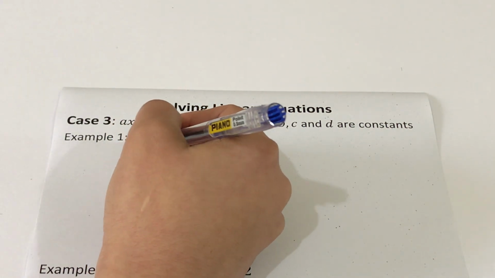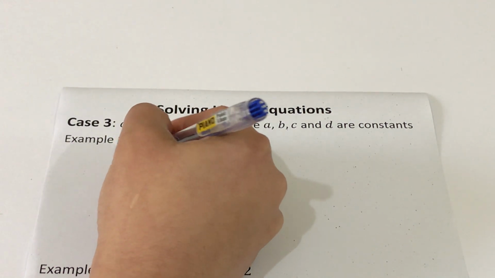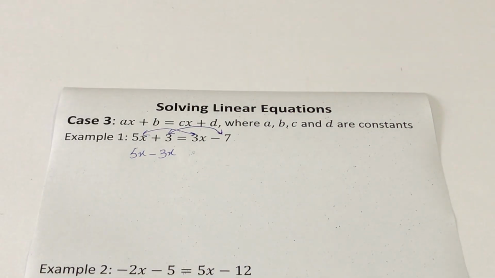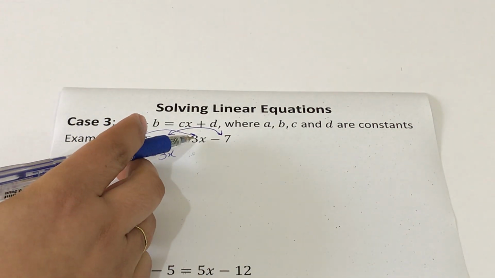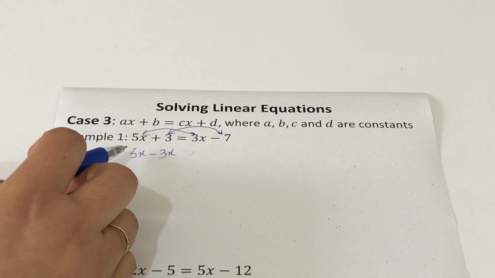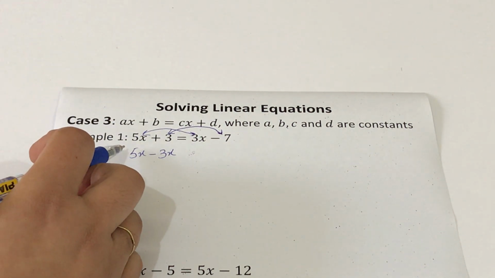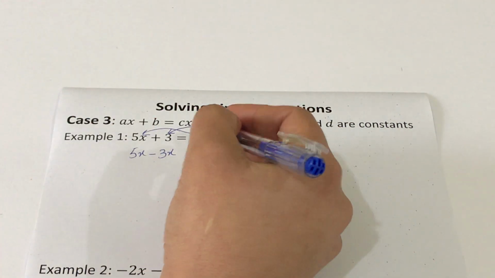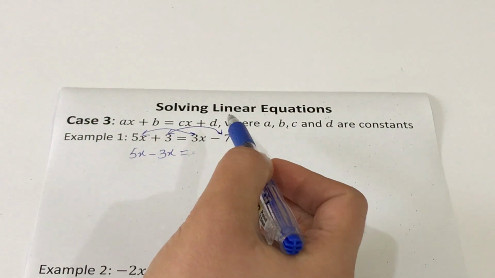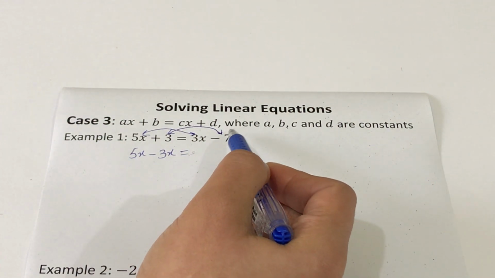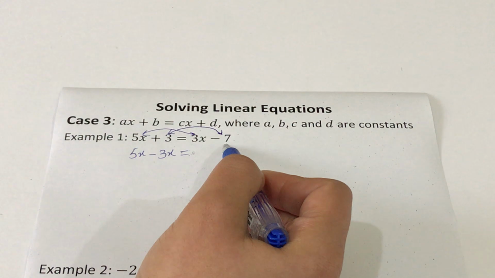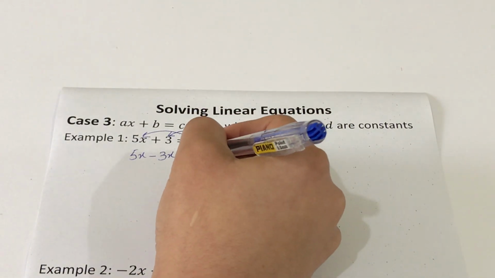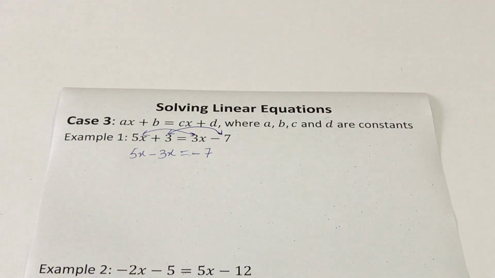5x will be written as it is. Minus 3x, because 3x was positive on our right hand side. As we have shifted it to the left hand side of the equation, so I will change its sign. 5x minus 3x is equal to, now first you have to write the term that is already given on your right hand side, right? And that term is negative 7, right?